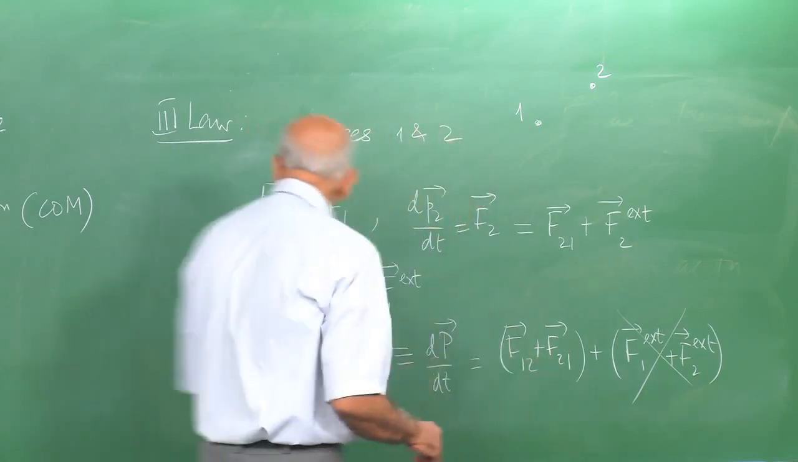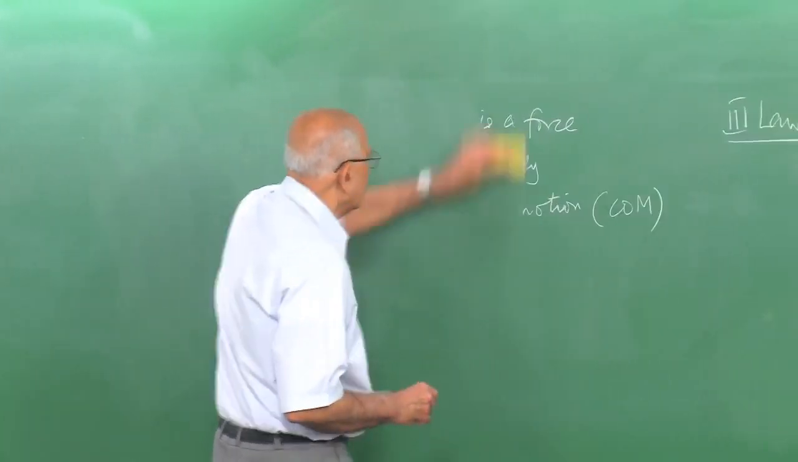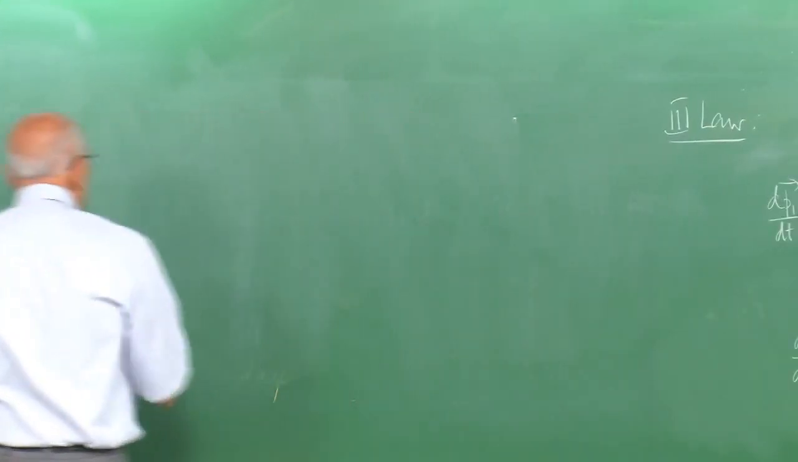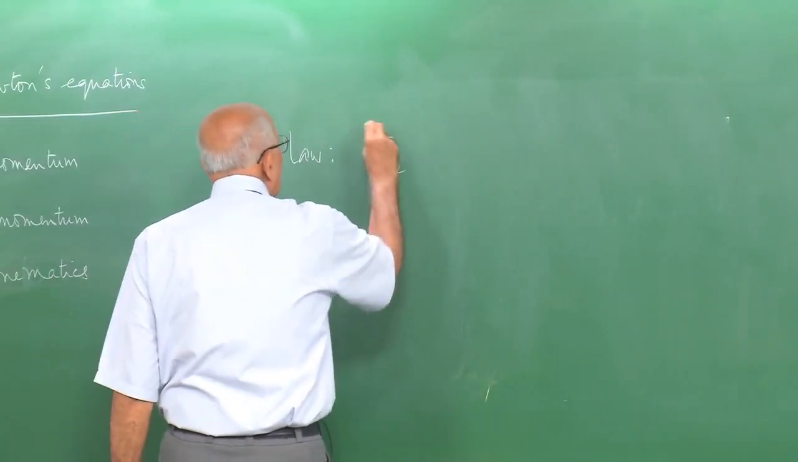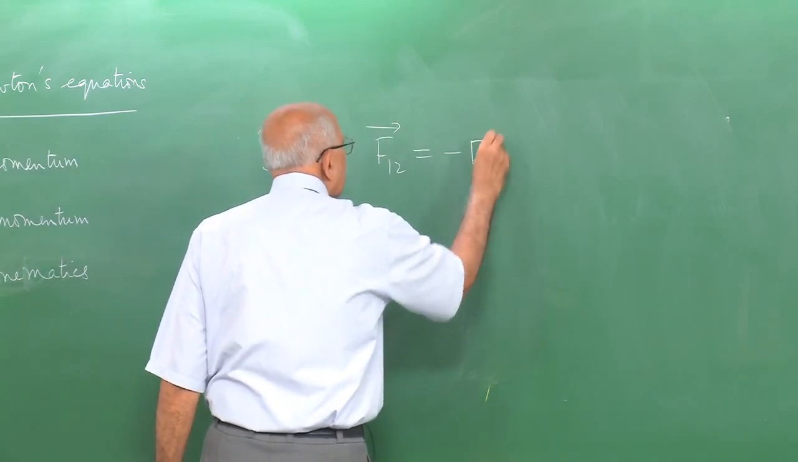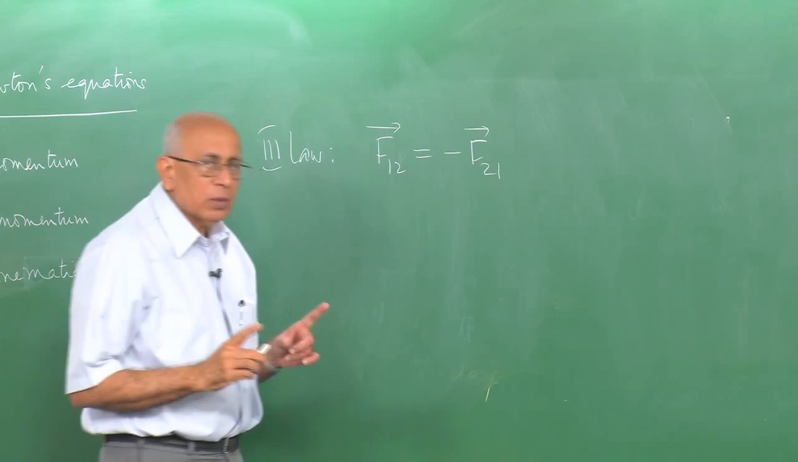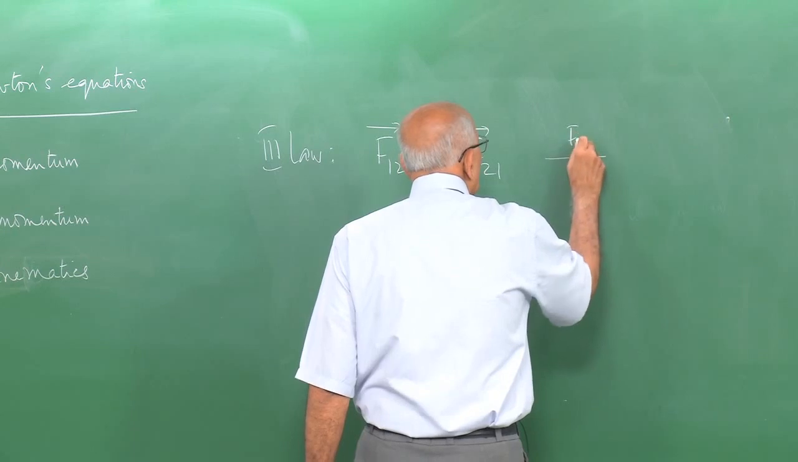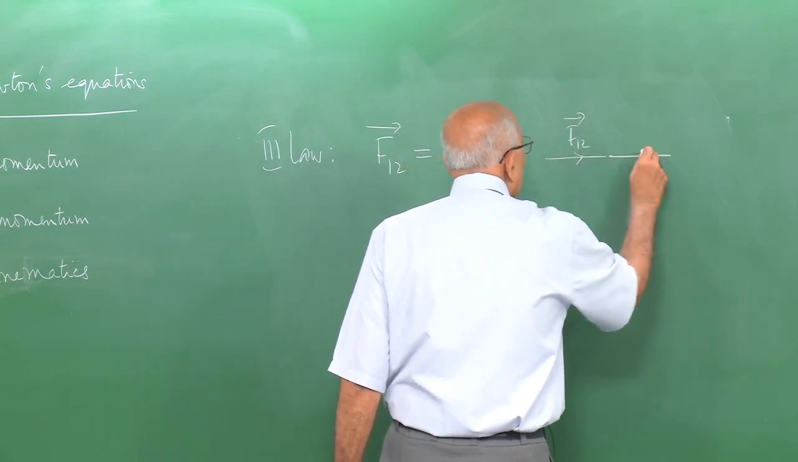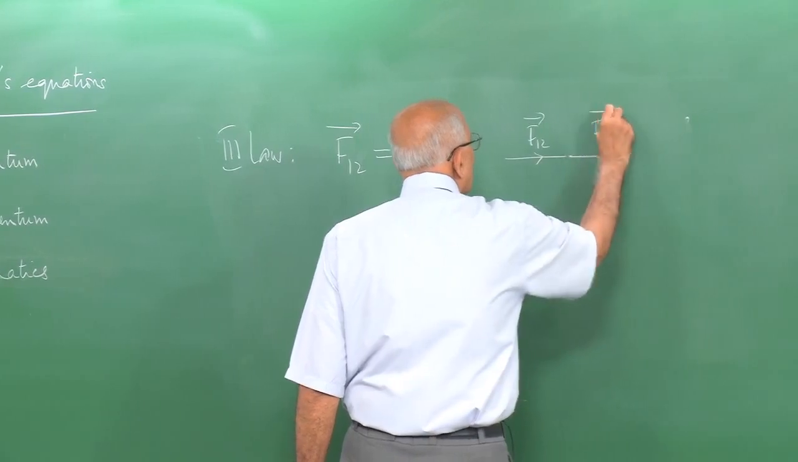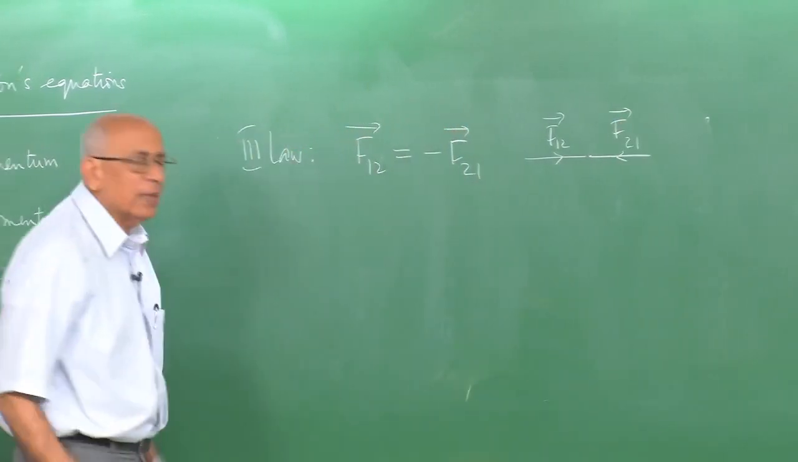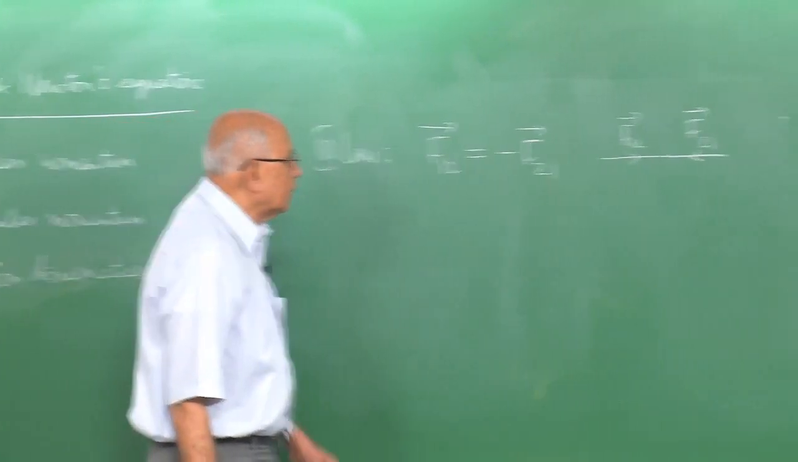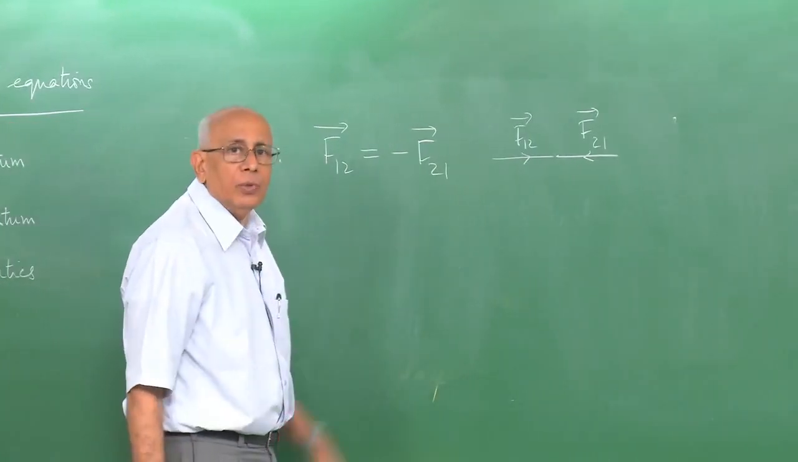So what does that mean? The third law says F12 shall be equal to minus F21. In other words, the magnitudes of these vectors are the same, but they are oppositely directed. So if F12 looks like this, then the vector F21 is in the opposite direction, with the same magnitude. And this is the content of Newton's third law.